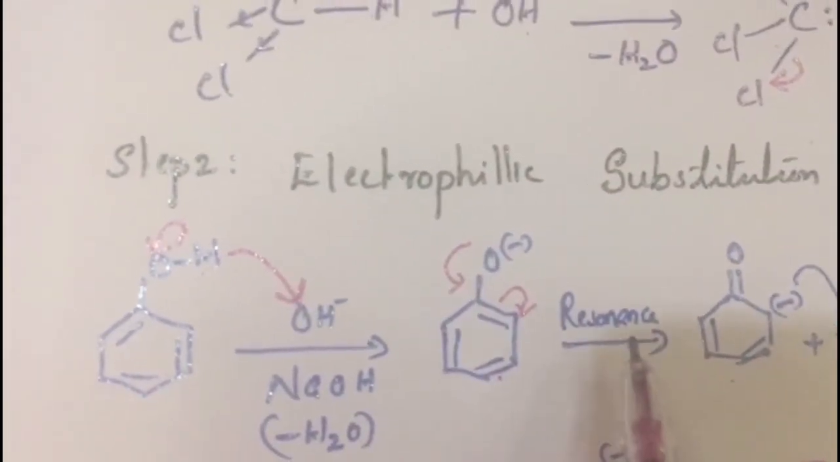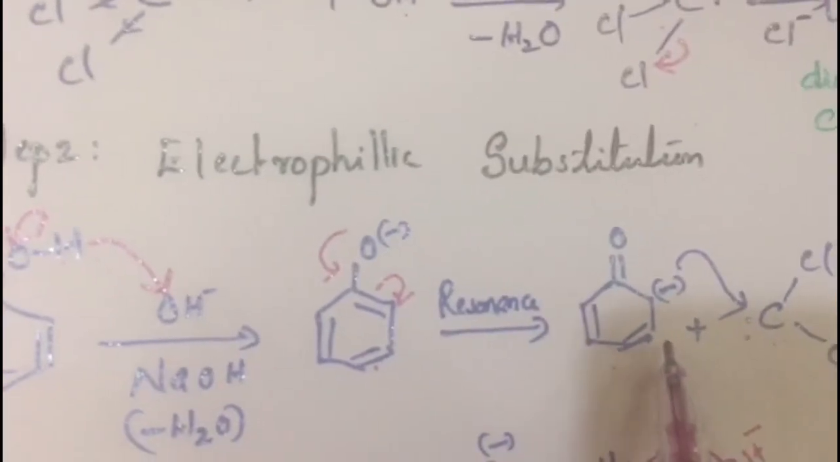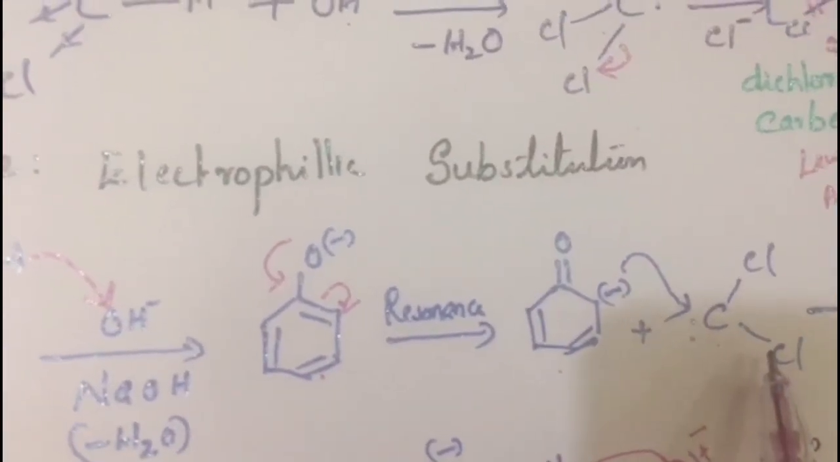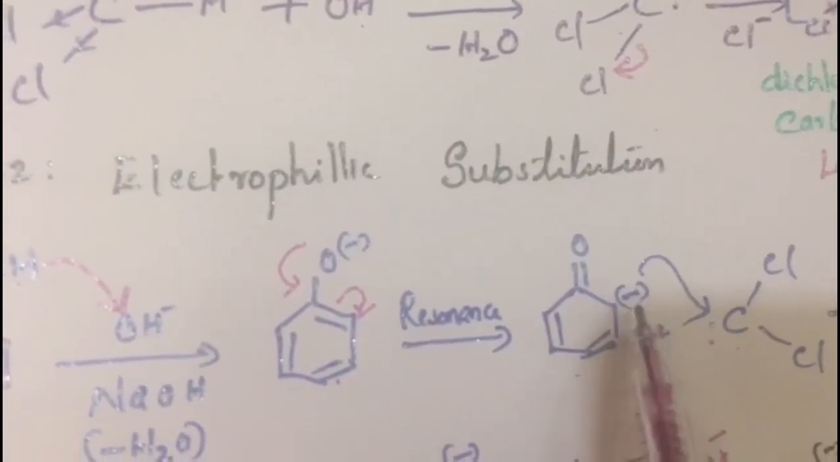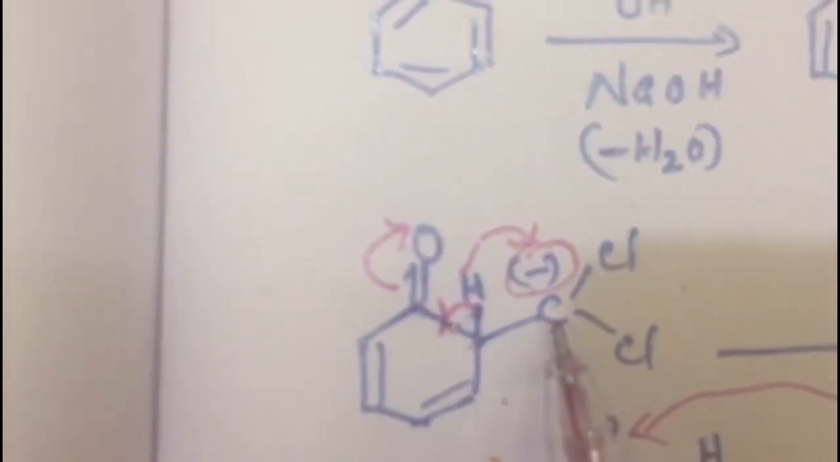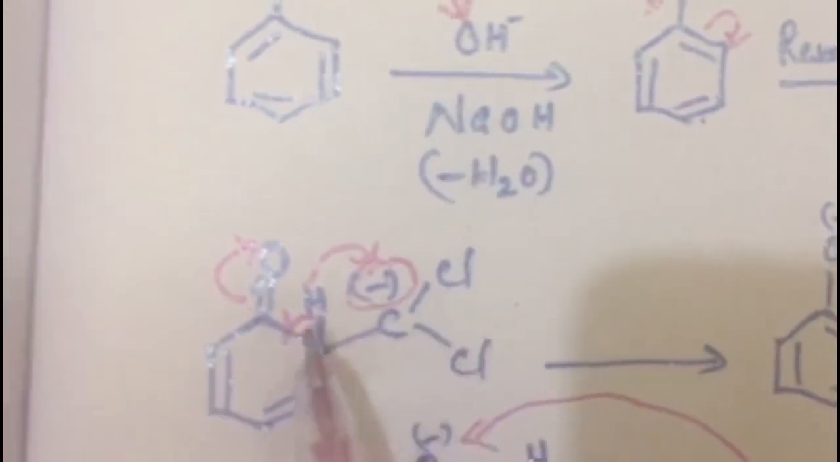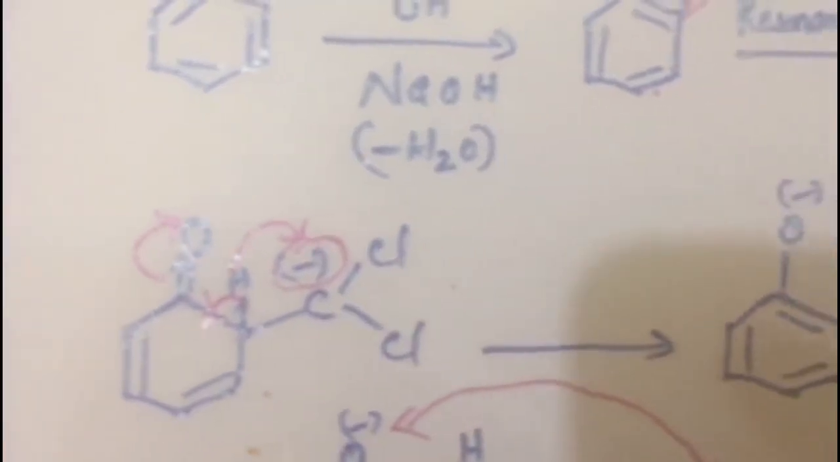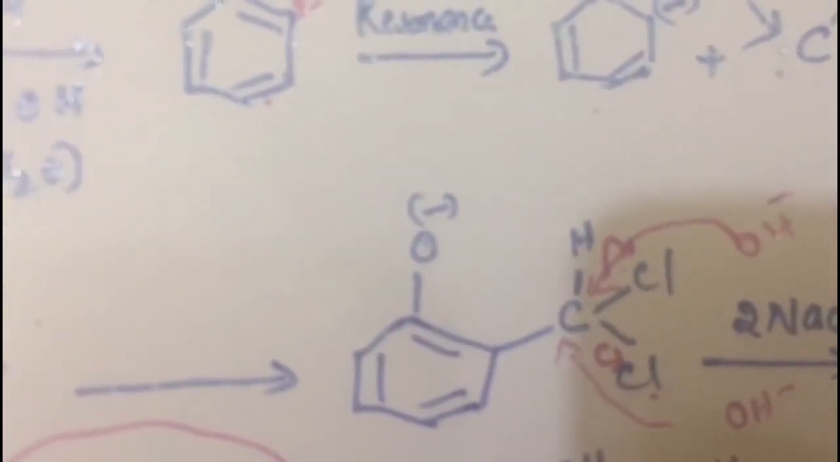And in the second step, it undergoes resonance. Its resonating structure is treated with dichlorocarbene. The negative charge or electrons are utilized for bonding with CCl2. Hence the product will be like this. This carbon atom gets electrons from that carbon, so it gets a negative charge. Then here to retain aromaticity, this H will leave as H plus ion and this H plus will be absorbed by this C minus ion, so it will become O minus and CHCl2.